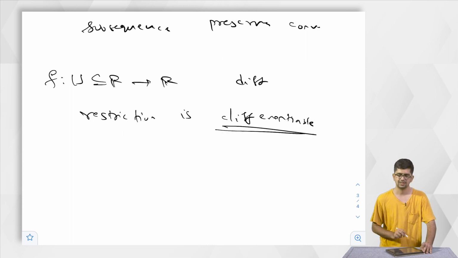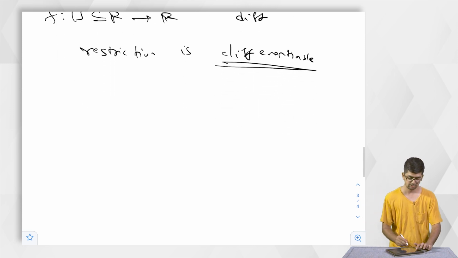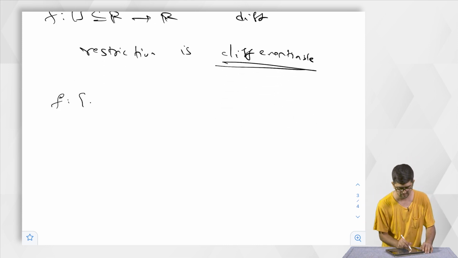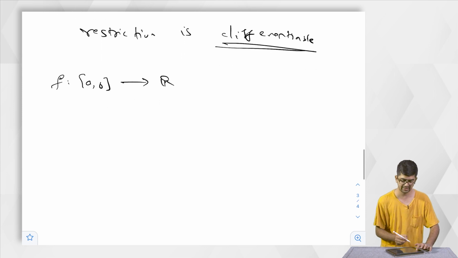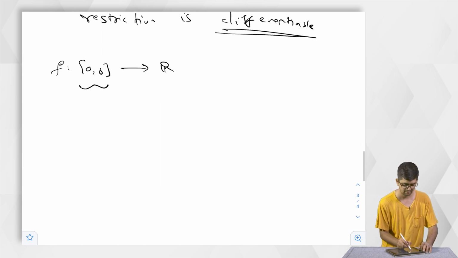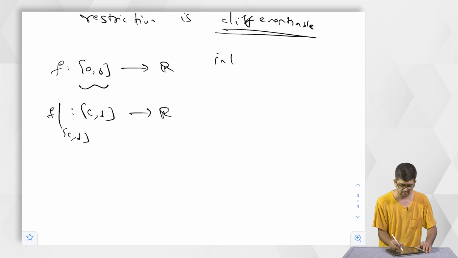So let us check if it is the same case with the integral function. Suppose I take a function f from a comma b to R. If I know it is integrable, and I take a subset of this of the form c comma d, say, f restricted to c comma d is a map from c comma d to R. If I know f is integrable, does it imply this is integrable?